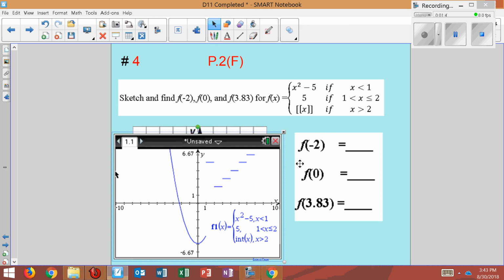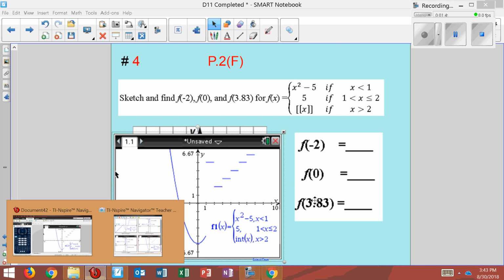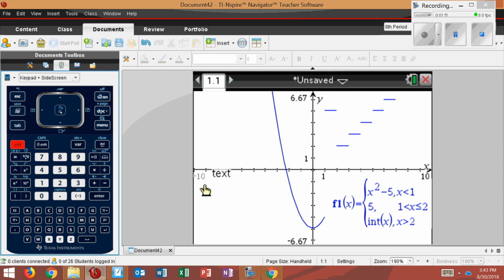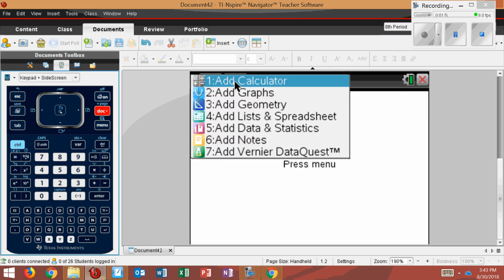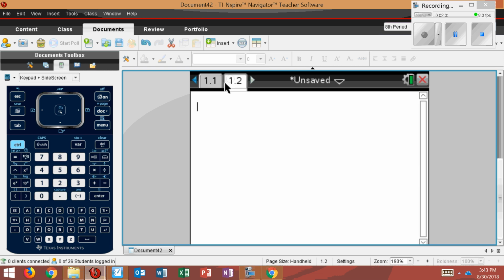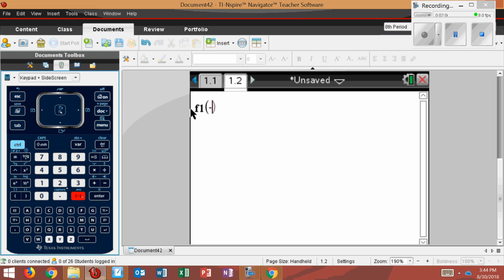So what we can do is we can go to table, or what's going to be easier for this last one, not only can you go to table by pressing Control-T, you can also press Control-Dock, which adds a page, and I can go to calculator here, and since I have this function in there as f1, I could just type in the values. I could say, what is f1 of -2?